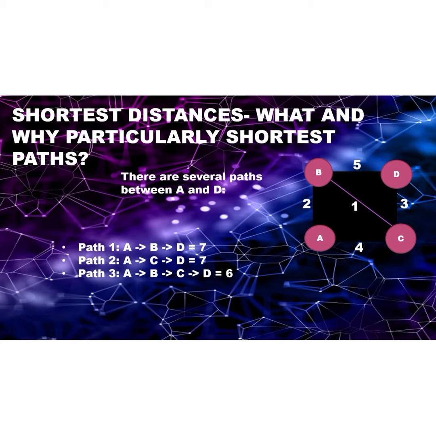And then, coming to path 3, the total distance from A to B to C to D is equal to 6 units. Now there are several things to notice here. First of all, there can be more than one route between two nodes. Secondly, the number of nodes in the route is not important. Path 3 has 4 nodes, but it is still shorter than path 1 or 2, which have 3 nodes. And lastly, there can be more than one path of minimal length.